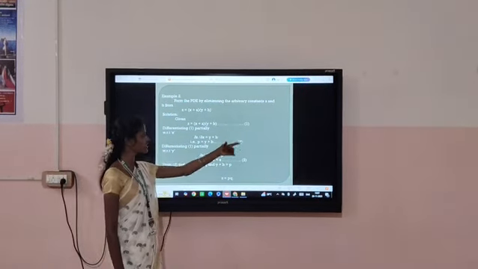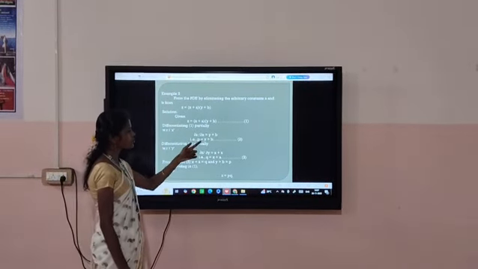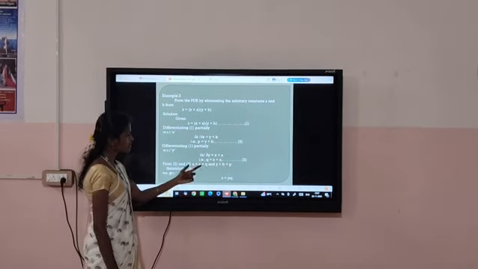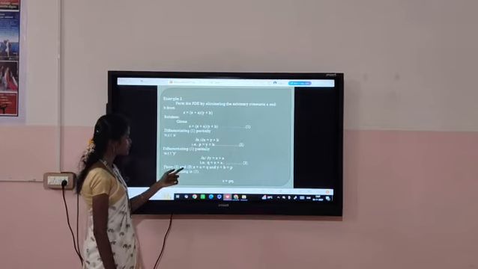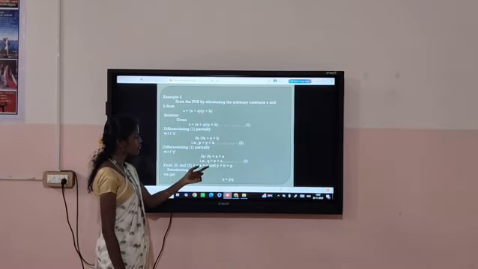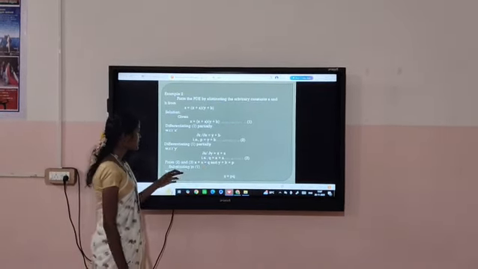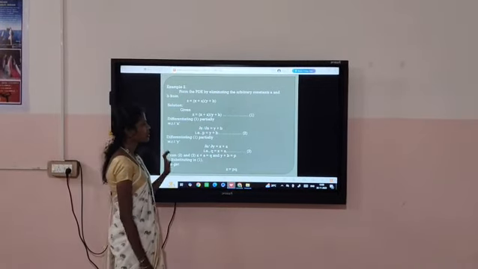This is the first equation. Second one, p = y + b. The third one, q = x + y. From 2 and 3, x + a = q and y + b = p. Substituting in equation number 1.